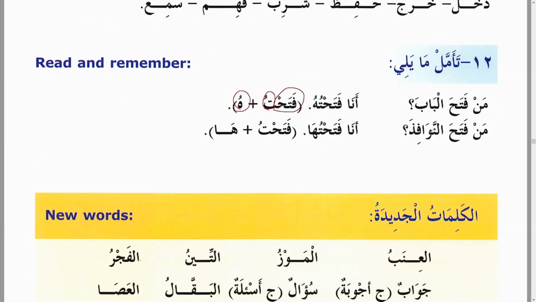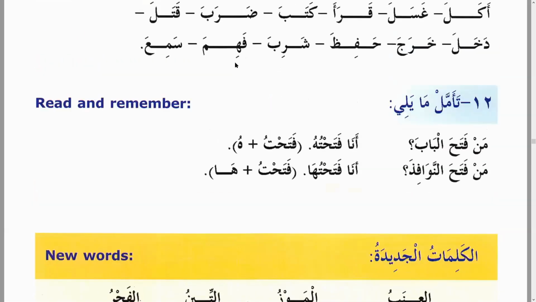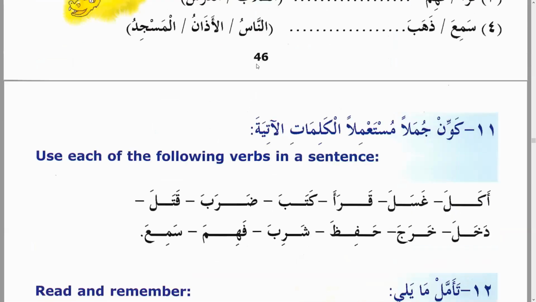Similarly, man fataha nawafida, who opened the windows? Ana fatahtuha, I opened it or them, plural because I opened them. So fatahtu plus ha it is. We should always try to remember the pronouns hu, huma, hum, ha, huma, hunna, ka, kuma, kum, ki, kuma, kunna, ya, na, which can be used as an object also. Inshallah, it will come in the future also, but this is what we learned in this lesson.